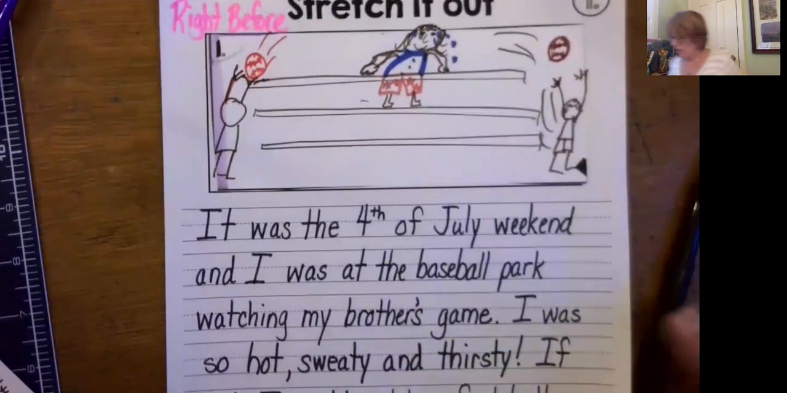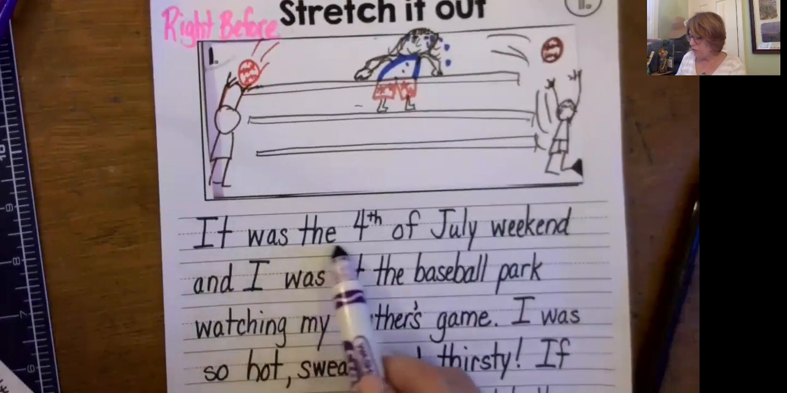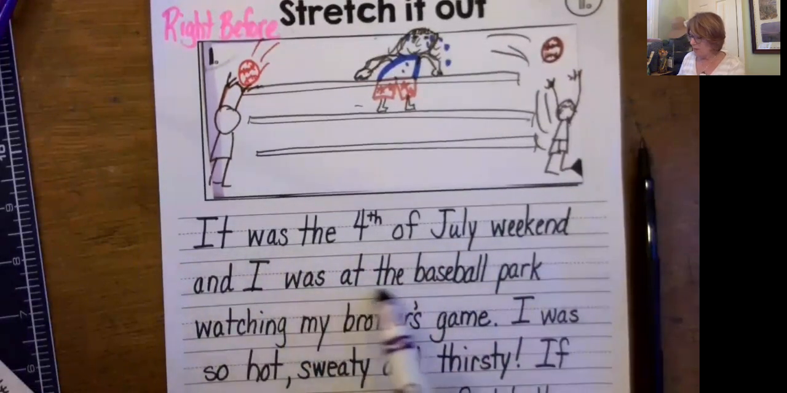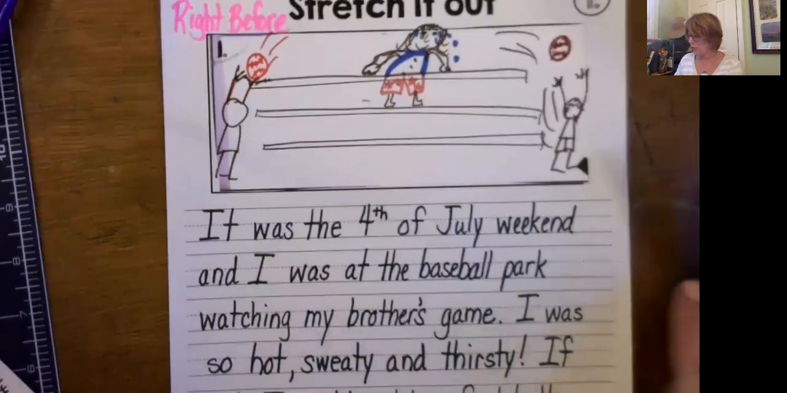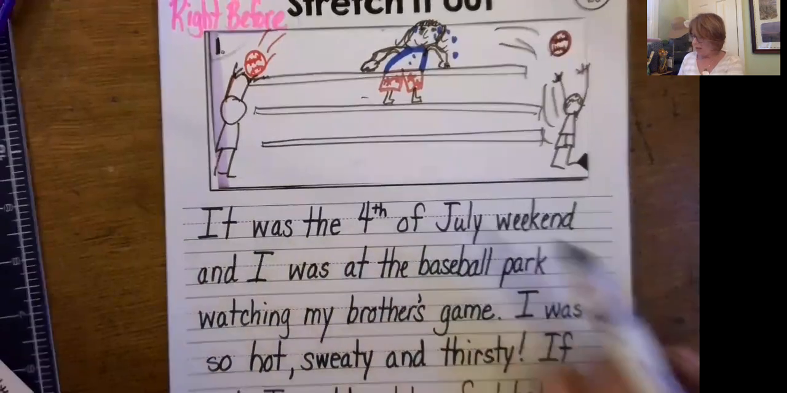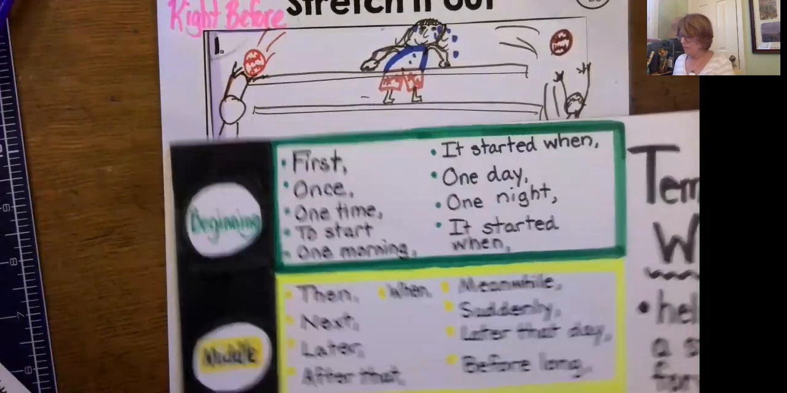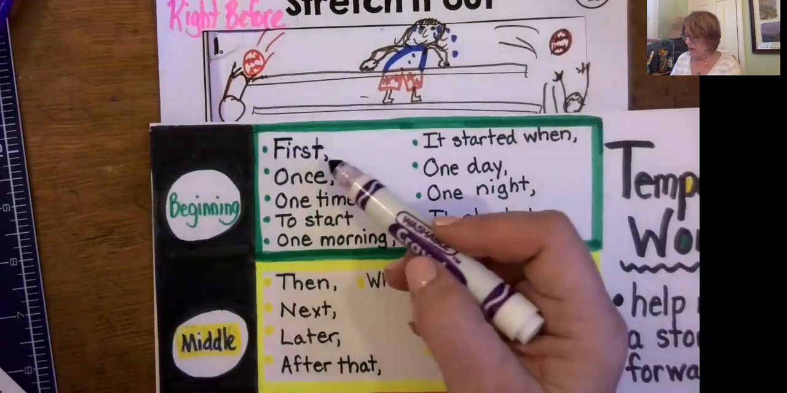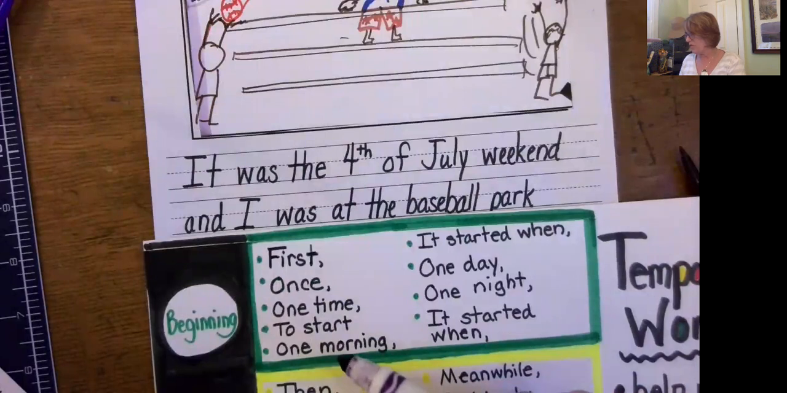So here we go. It was the 4th of July weekend, and I was at the baseball park watching my brother's game. That's my beginning. I think I should use a temporal word. I did not use one. I notice here it says it was the 4th of July weekend, and I was at the baseball park watching my brother's game. Well, let's see. What could I use here at the beginning? Could I use first? I don't think so.